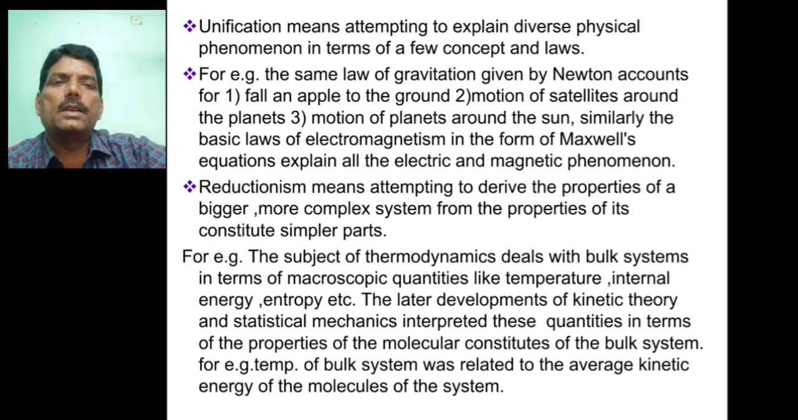So for example, the subject of thermodynamics deals with the bulk system in terms of macroscopic quantities. Macroscopic quantities means many large quantities are involved there, like temperature, internal energy, entropy, etc. The later development of kinetic theory and statistical mechanics interpreted these quantities in terms of properties of molecular constituents of the bulk system. For example, temperature of a bulk system was related to the average kinetic energy of the molecules of the system. So you can say these are examples of reductionism.